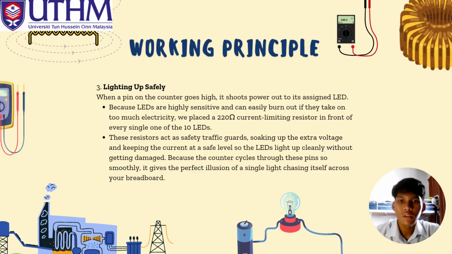When a pin on the counter goes high, it shoots power out to its assigned LED. This matters because the LEDs are highly sensitive and can easily burn out if they take on too much electricity. We place a 220 ohm current limiting resistor in front of every single one of the 10 LEDs. This resistor acts as a safety traffic guard, soaking up the extra voltage and keeping the current at a safe level so the LEDs light up cleanly without getting damaged.